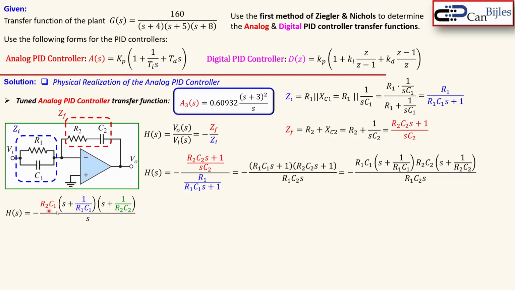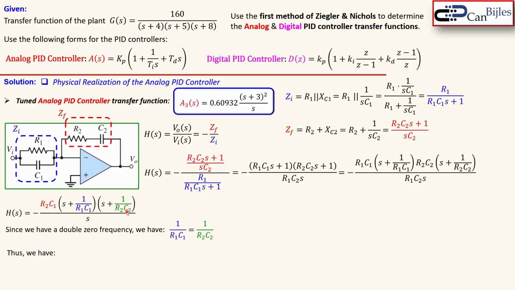That's shown here, and also here the 0 at that location and another 0 here, and a pole at the origin. So we have 2 poles, given by 1 over R1 C1 and 1 over R2 C2. That's actually the expression for the components, but we have a double 0. That means 1 over R1 C1 is equal to 1 over R2 C2.